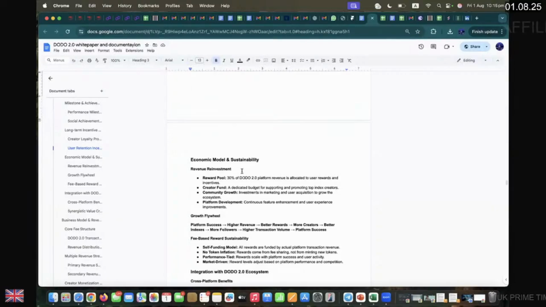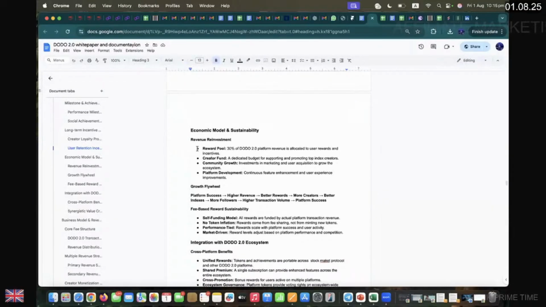Okay. So let's jump into the economic model and sustainability of the platform DODO 2.0. What is the revenue reinvestment? What efforts economically are we putting into the platform? So we are creating a reward pool. As a platform, we will be generating revenue, we will be generating profits. 30% of the platform's revenue is allocated to user rewards and incentives.